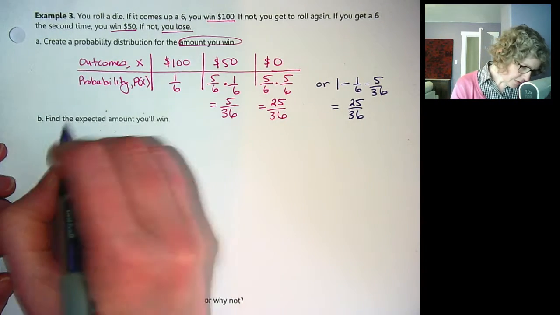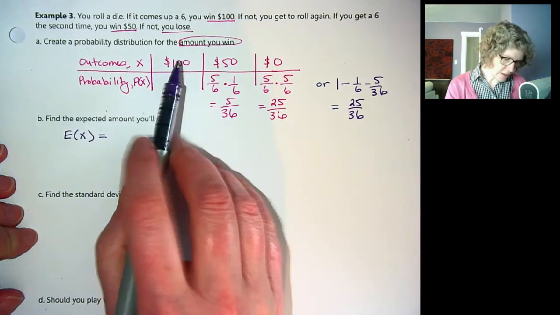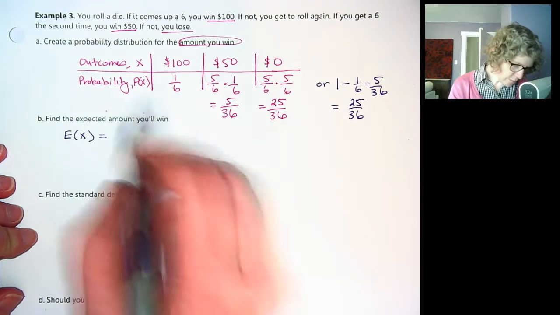Okay, so I'm going to calculate the expected value, and that's going to be the amount times its probability.